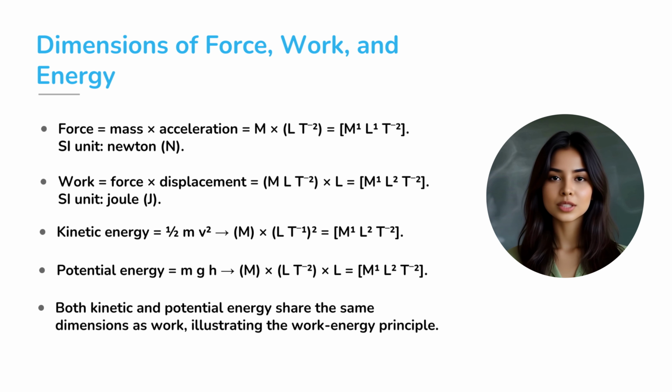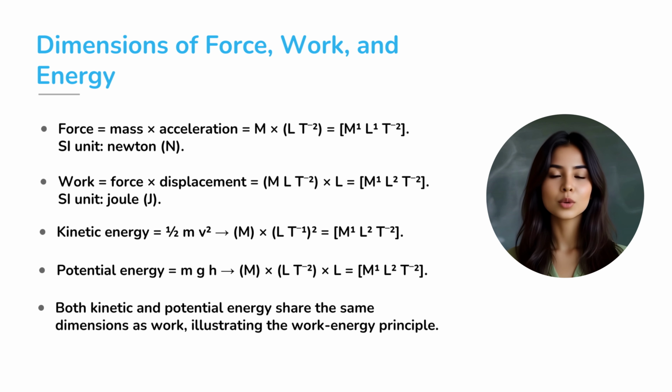Now let's turn to quantities that directly connect to Newton's laws. Force equals mass multiplied by acceleration. That is m multiplied by Lt to the power minus 2. So force has the dimensional formula m to the power 1, L to the power 1, t to the power minus 2. Its SI unit is the Newton. Work is force multiplied by displacement. Force is mLt to the power minus 2, displacement is L. So work becomes mL squared t to the power minus 2. The SI unit is joule.